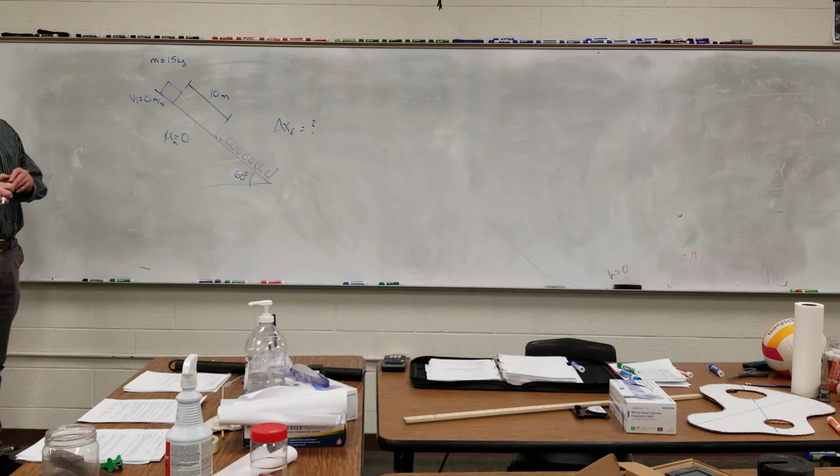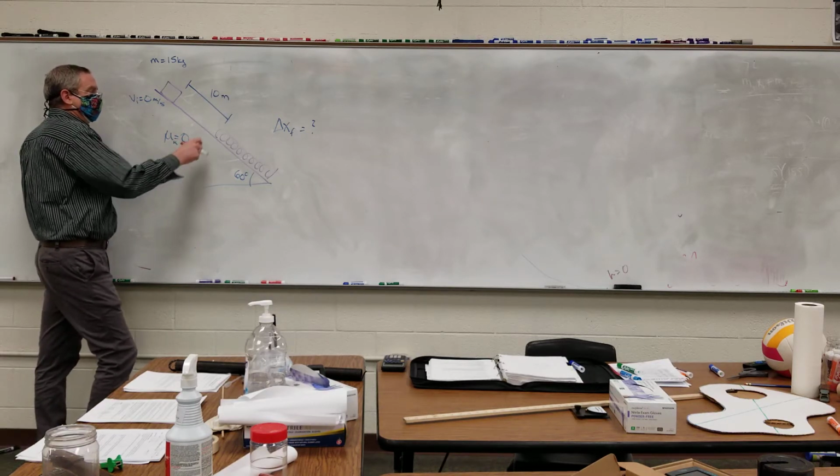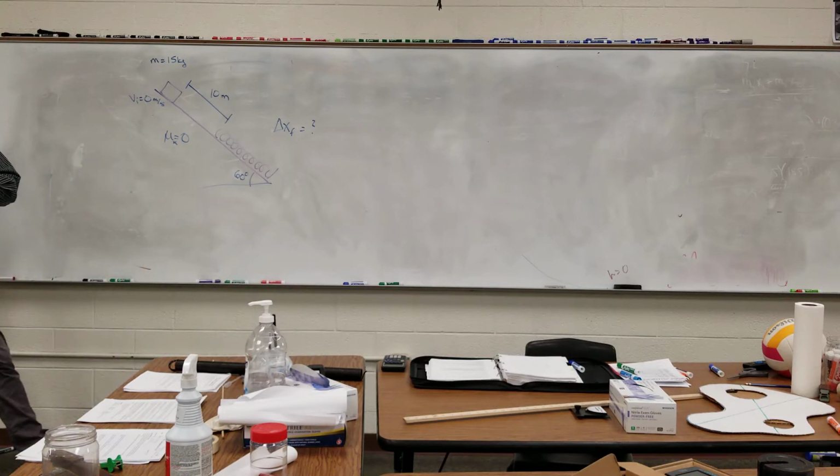Now, the reason why this is a lot more difficult, you'll end up with a quadratic first off. So your quadratic formula or whatever technique you use to solve that is going to come in. But as the spring compresses, the gravitational potential energy is also changing. The height is changing as it compresses. And that is something we need to deal with.